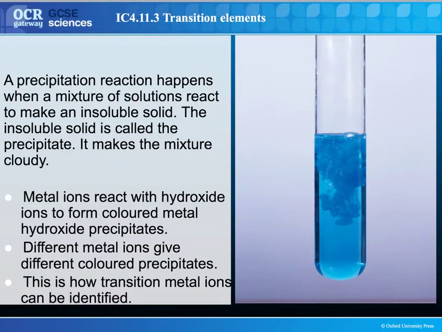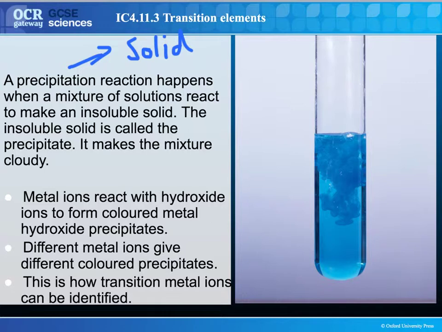Right, the next bit is all about precipitation reactions. Now you've probably come across the word precipitation in terms of geography, something to do with rain. It's not rainfall in this case. The precipitate that we're talking about is a solid that's formed in a reaction. So what happens here is the solid's insoluble, you add two liquids together, they form this insoluble solid, and that's what a precipitation reaction is.